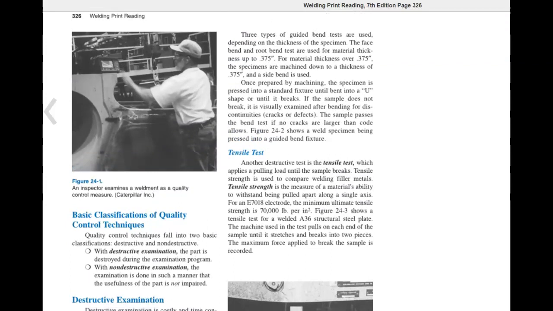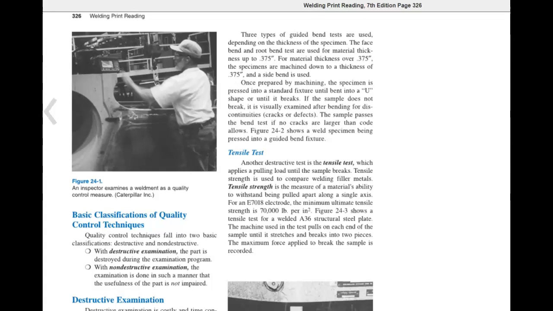Three types of guided bend tests are used depending on the thickness of the specimen. The face bend and the root bend tests are used for material thickness of up to 0.375 inches. For material thickness over 0.375, the specimens are machined down to a thickness of 0.375 and a side bend is used. Once prepared by machining, the specimen is pressed into a standard fixture until bent into a U shape or until it breaks.